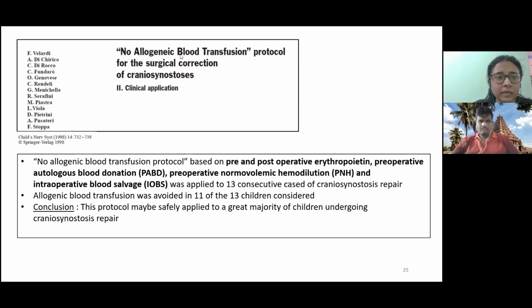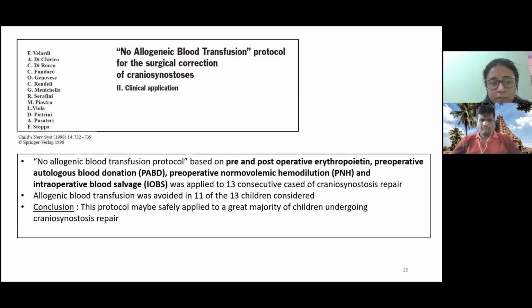This was a seminal study published by Velarde et al. in the year 1998. No allogenic blood transfusion, or NABT, protocol for the surgical correction of craniosynostosis. The no allogenic blood transfusion protocol was based on pre and postoperative erythropoietin, preoperative autologous blood donation, preoperative normovolemic hemodilution, and intraoperative blood salvage, which was applied to 13 consecutive cases of craniosynostosis repair.